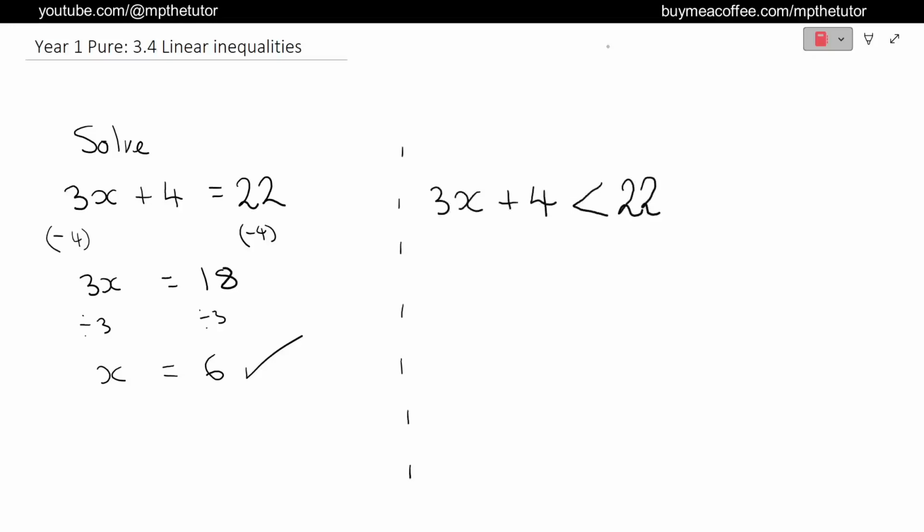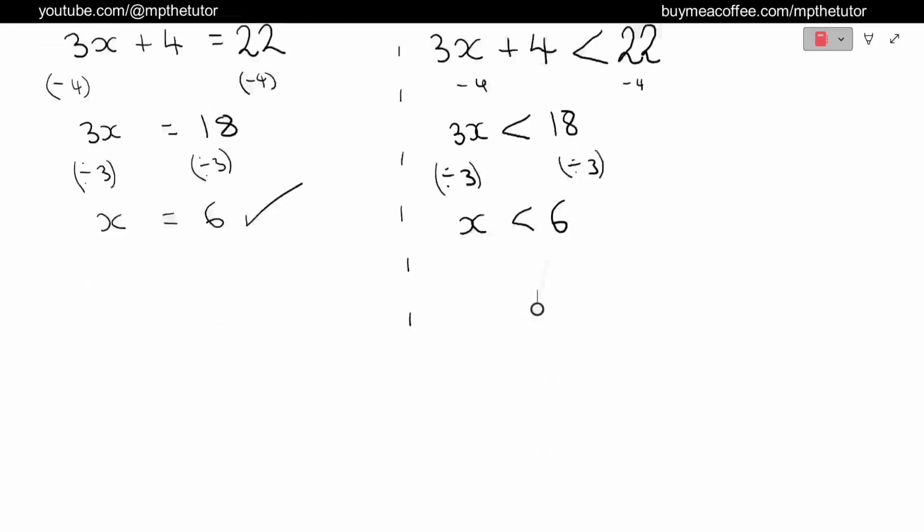Now here we have on the right hand side basically the same sum, but this time with an arrow. So we do exactly the same. We take away 4, take away 4. We get 3x arrow 18, divide by 3, divide by 3, x arrow 6. So as you can see, it is the same thing on both sides, other than instead of it being equals, we have an arrow. Now, what does that arrow mean?